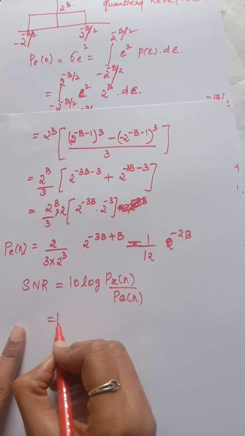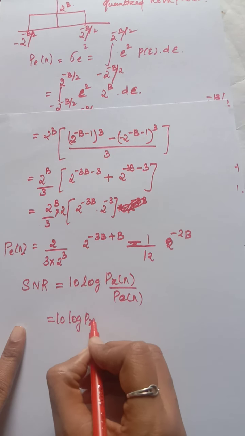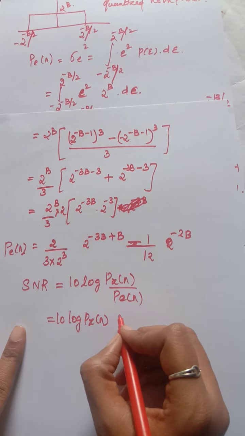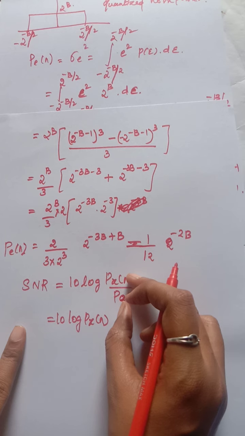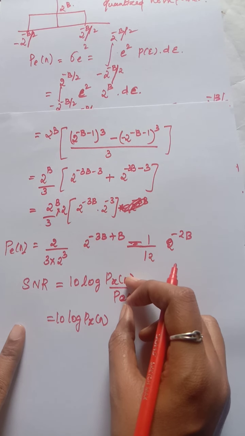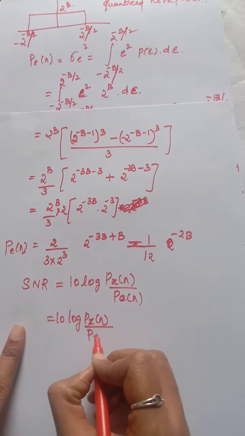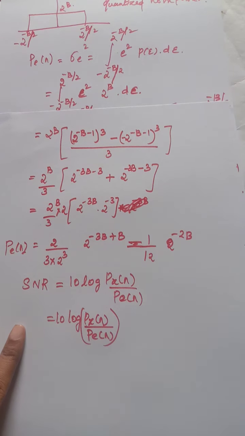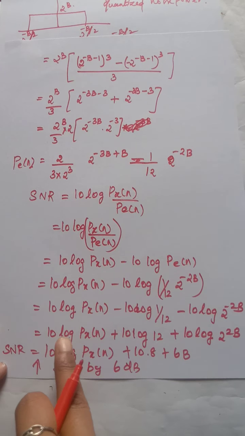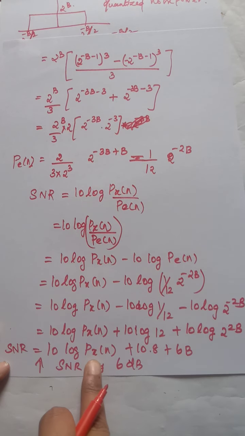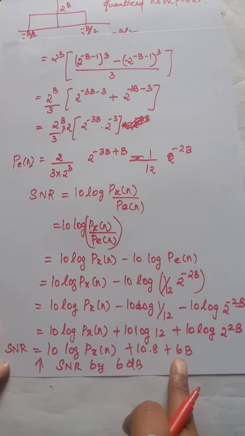So this can be represented as 10 log of Px of n. Here, if it is in the denominator, if it is in division, you can write it as subtraction. Similarly, I am going to represent this Pe of n after substituting these values. So after simplification, SNR is equal to 10 log 10 Px of n plus 10.8 plus 6b.